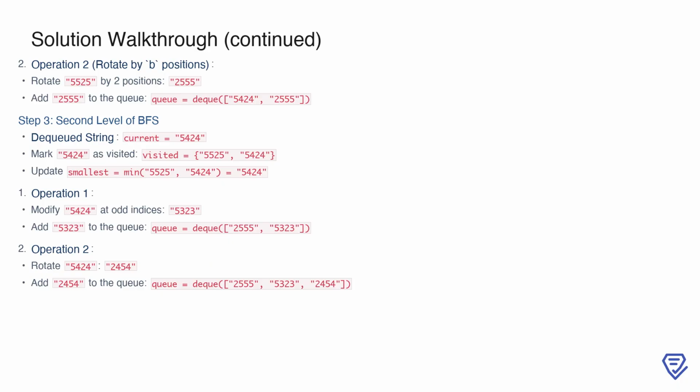Now, moving to the second level of BFS, we dequeue 5424 and mark it as visited. We also compare it with the current smallest string, updating smallest to 5424, as it is smaller than 5525. We then apply operation 1 on 5424, adding 9 to the digits at indices 1 and 3, resulting in 5323. This string is added to the queue. For operation 2, rotating 5424 by 2 positions produces 2454, which is also added to the queue. At this point, the queue contains 2555, 5323, and 2454.